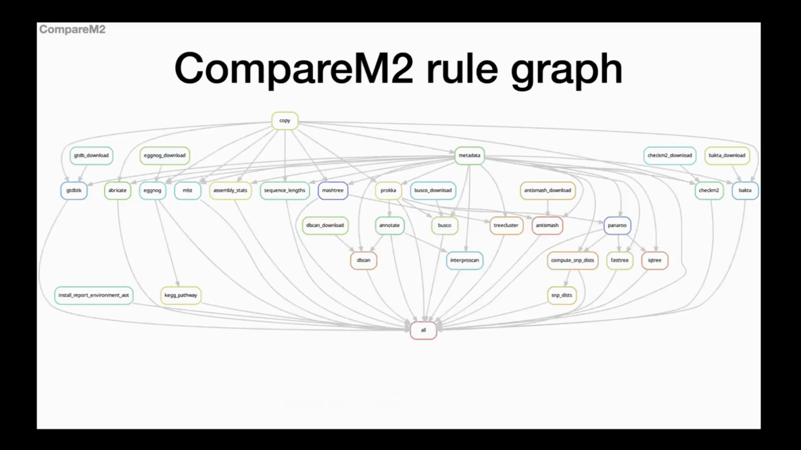So this is the complete rule graph of all the different tools that I put into this tool. Hopefully some of these words will make sense to you. We see GTDB-Tk, Prodigal, eggNOG, MLST, KEGG pathways, MASH tree, Prokka. Prokka, that should be a big one. I think many people in this room have been using Prokka at some point. BUSCO, antiSMASH, Panaroo, CheckM2, also Bakta actually, and different phylogenetic tools. So these are all the tools that I integrated into this package.